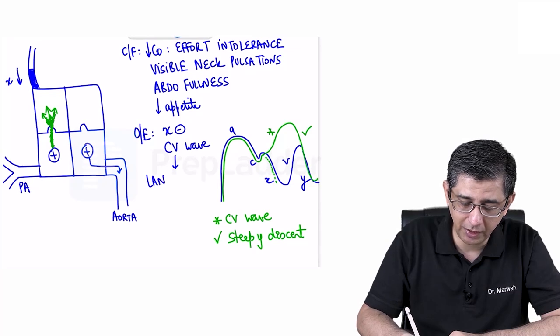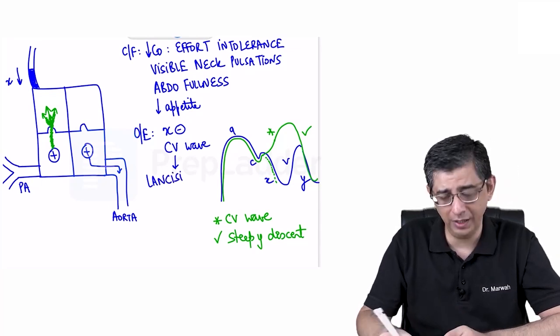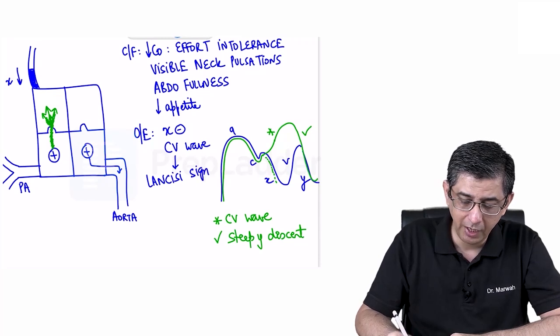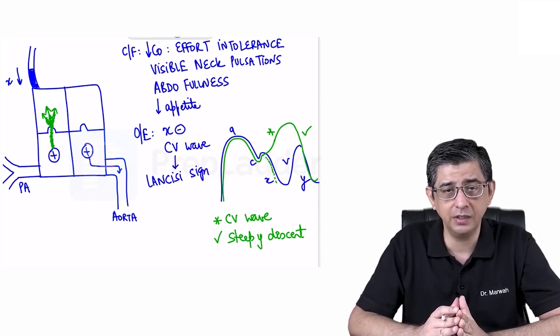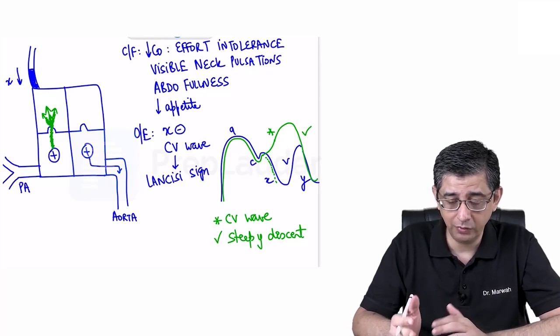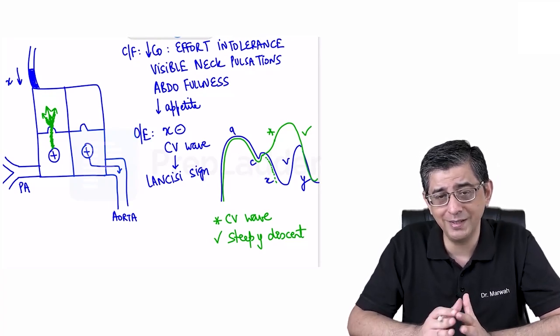And the CV wave that I have highlighted, and I'm writing it once again, is because they might use a classical sign, or name also, because they love to talk about classical signs, and I've talked about a lot of classical signs in aortic regurgitation. So one that I taught you at the moment is called Lancisi sign.